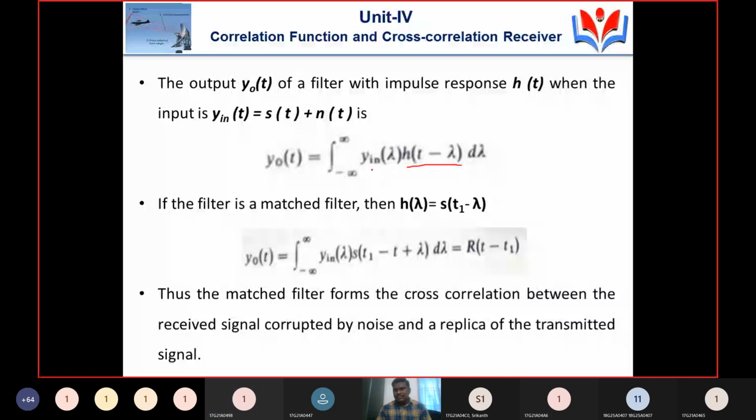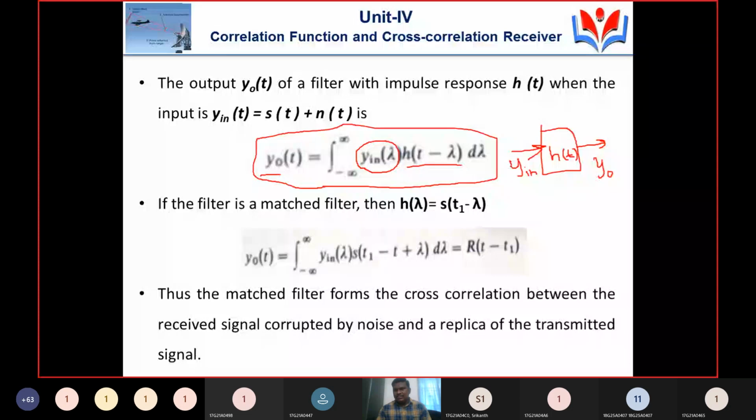Convolution. So the input to the system is y in, the output of the system is y naught, and the impulse response is h of t. In such cases, how do we define the output? The output y equals the convolution of y input with h of t. This is what they have written here. This is the convolution process. This is the correlation, and this is the convolution.